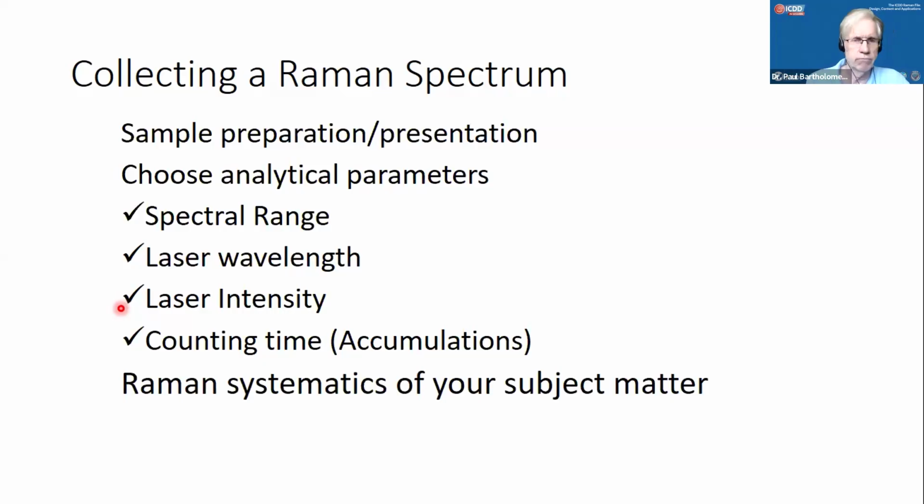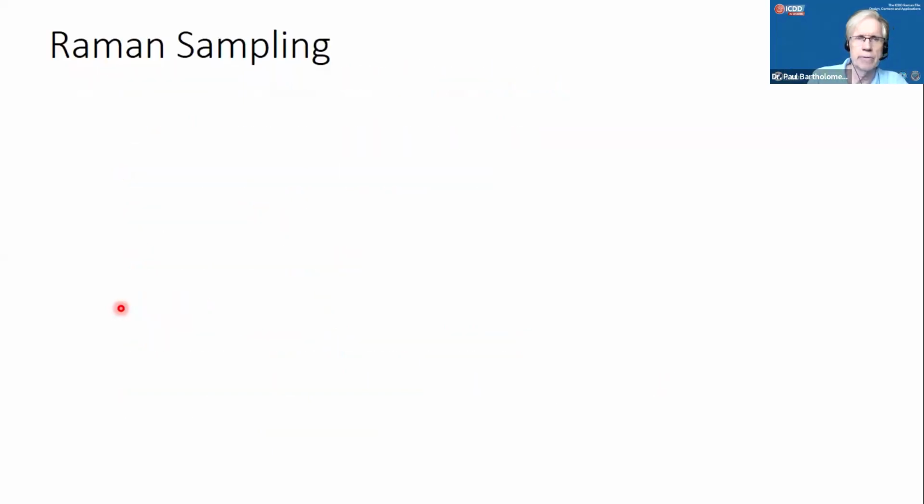It's important to have some familiarity with the Raman systematics of your subject matter. And I always take particular advantage of Spectrum Preview. Many instruments in their software have what's called a real-time or live time, which refreshes regularly and helps you get an idea of what kind of spectrum you're getting and what your counting time and laser intensity are going to need to be. Raman sampling.